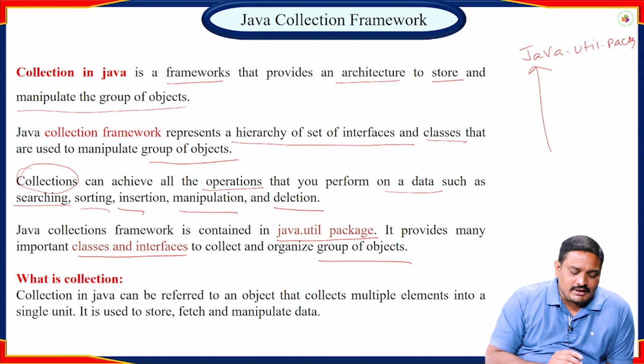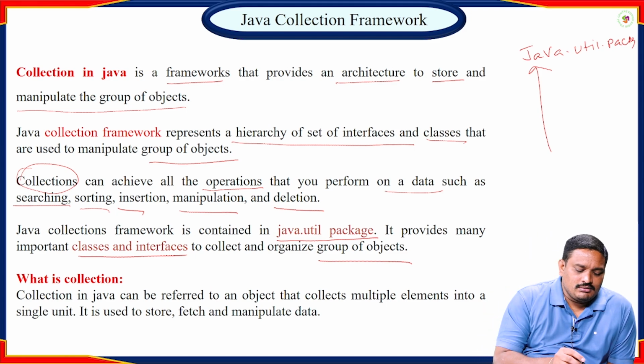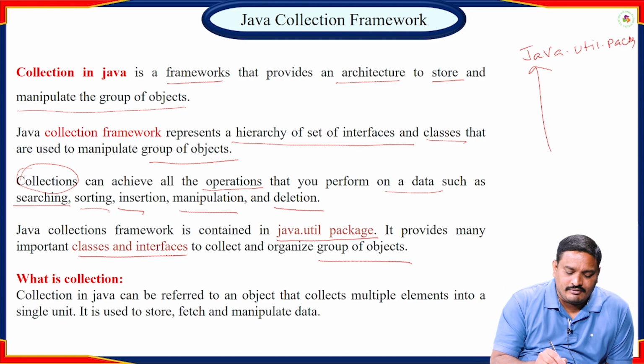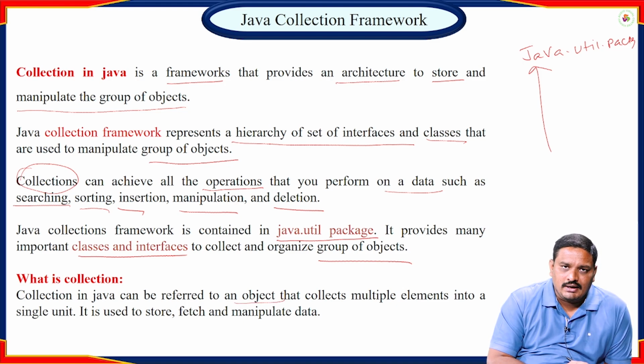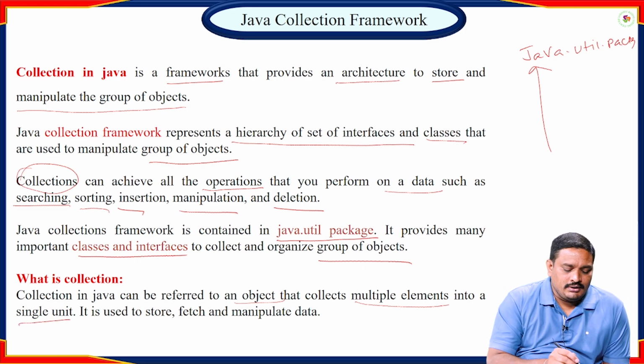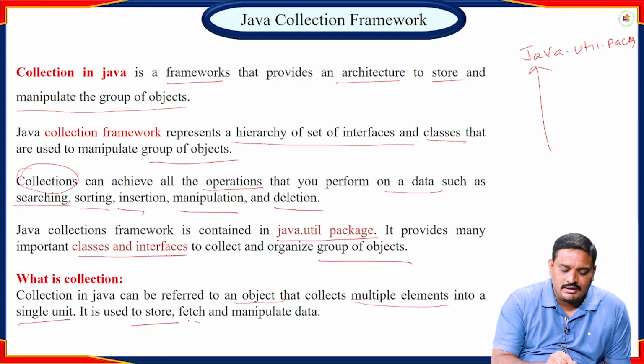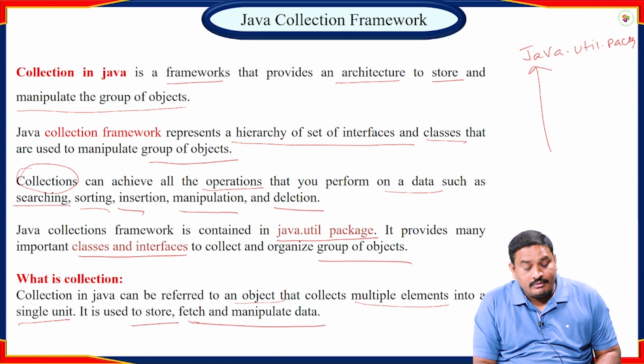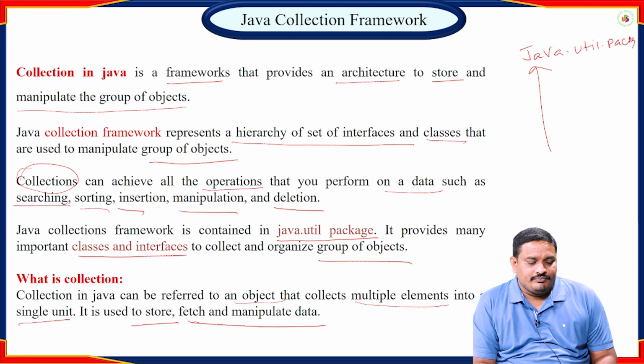Here, what do you mean by collection? Simply, a collection in Java refers to an object that collects multiple elements into a single unit. It can be used to store, fetch, and manipulate the data. That is the definition of collection.